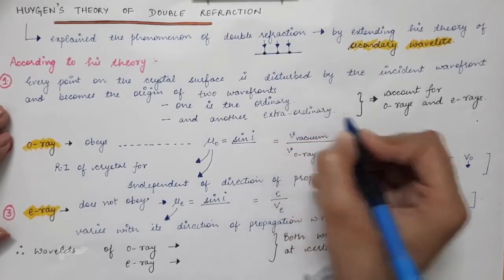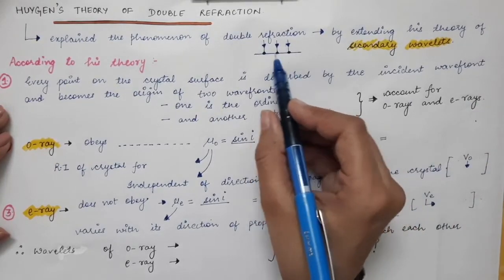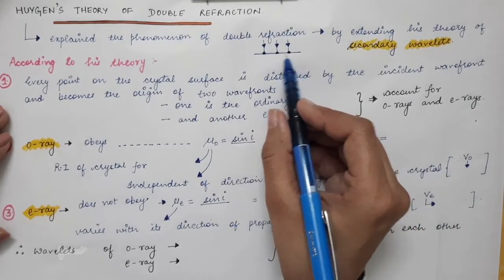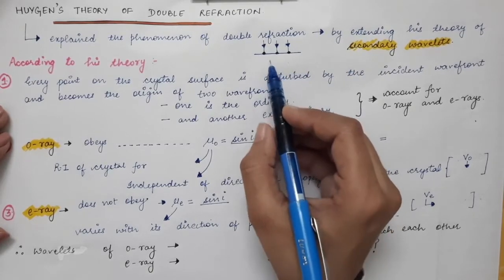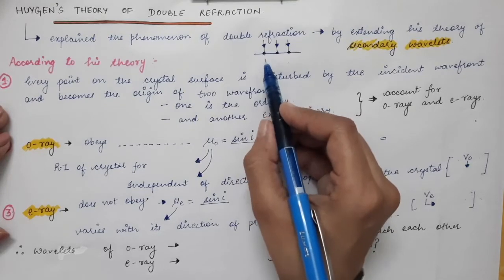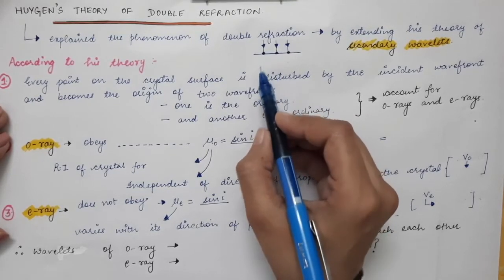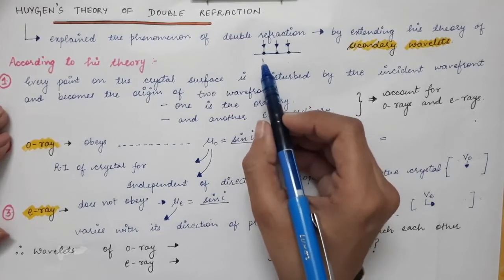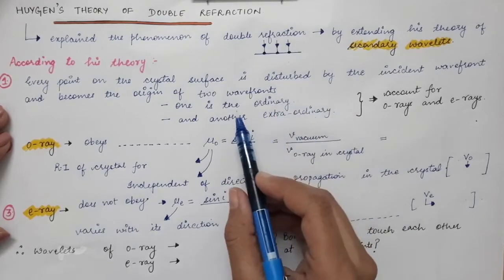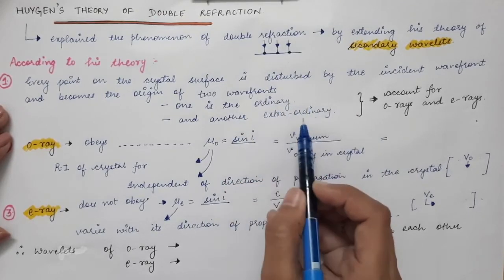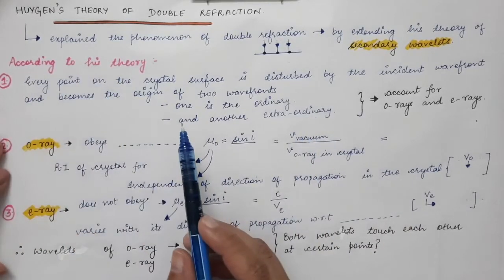So this wavefront accounts for the E-ray. Every point on the crystal surface is disturbed by the incident wavefront, and each point becomes the origin of two wavefronts. So from each point two rays will be emitted, and double refraction will occur. These points are the origin of two wavefronts: one is the ordinary wavefront and the other is the extraordinary wavefront. So this is the first point in this theory.